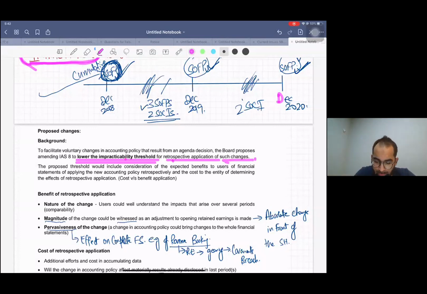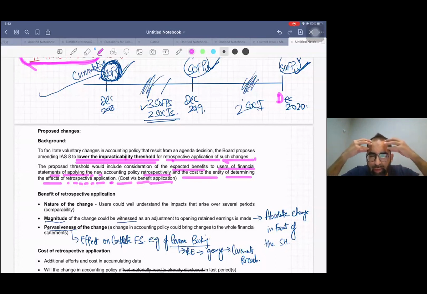Okay. Now finally, the proposed threshold would include consideration of the expected benefits to users of the financial statements applying the new accounting policy retrospectively, and the cost to the entity of determining the effects of retrospective application. Cost versus benefit application. Now wait, please, a few minutes, energy I need. What does the current IAS 8 say? Current IAS 8 does not talk about cost benefit. Current IAS 8 is rigid. Current IAS 8 says go retrospectively, straight away go retrospective.